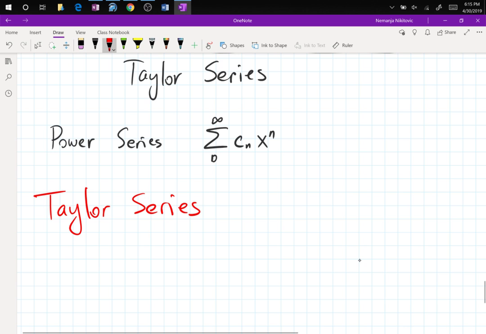It is given by the summation where you now have the coefficient given by the derivatives: the nth derivative computed at a, divided by n factorial, times x minus a to the n, from 0 to infinity. So that is your Taylor series now.